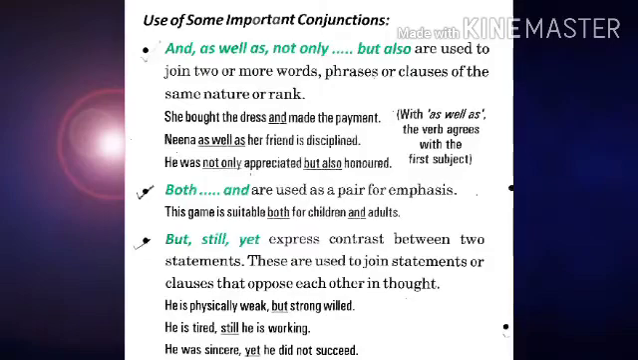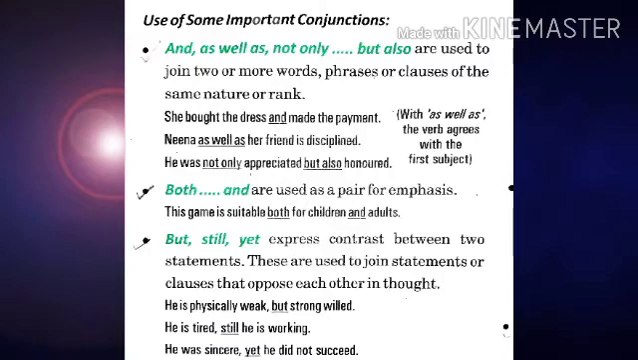Now students, we are going to do conjunctions in detail and I will be explaining the use of some very important conjunctions. So let's begin. First of all, let's talk about and, as well as, not only but also. Students, these conjunctions are used to join two or more words, phrases or clauses of the same nature or rank. Remember children, same nature or rank.